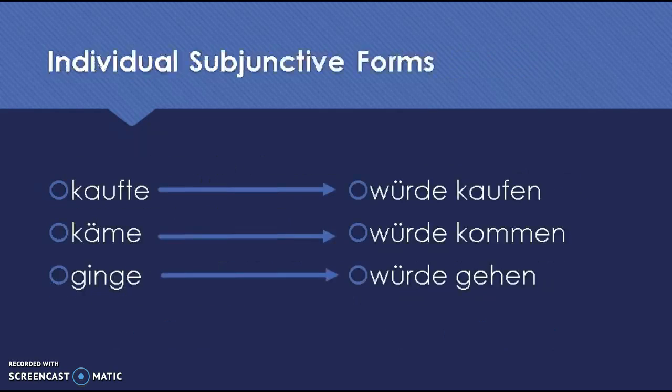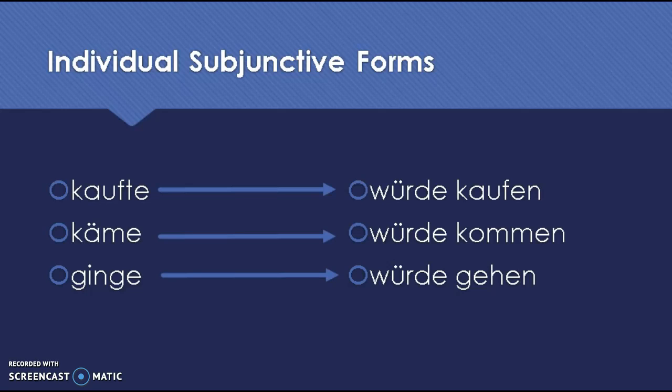I'll show you those just to give you an idea of what they look like. So kaufte means würde kaufen, would buy. Käme is würde kommen, would come. And ginge is würde gehen, would go. Like I said, you are not going to need to know those kinds of individual subjunctive forms. You can just use the würde plus infinitive construction.